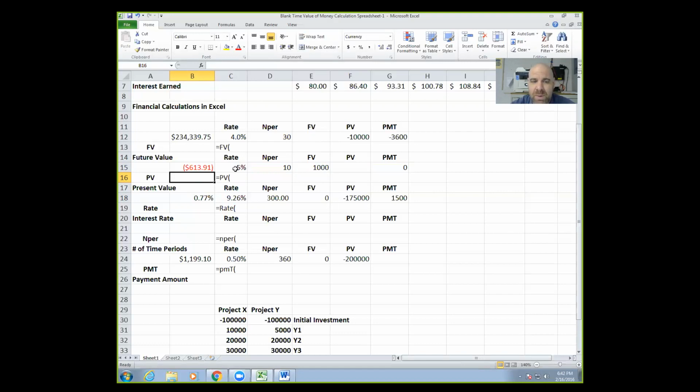If you gave them that money today and they held it for 10 years, and in 10 years they gave you $1,000, that would be the equivalent of earning 5% on $613.91.